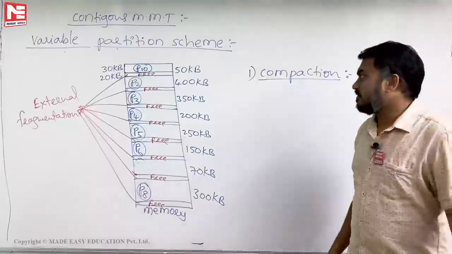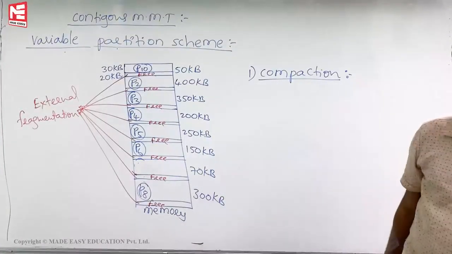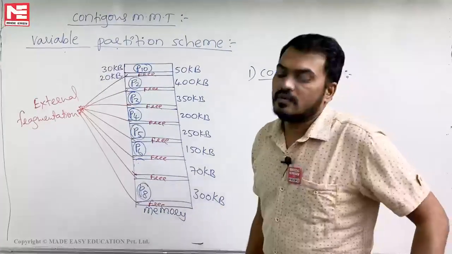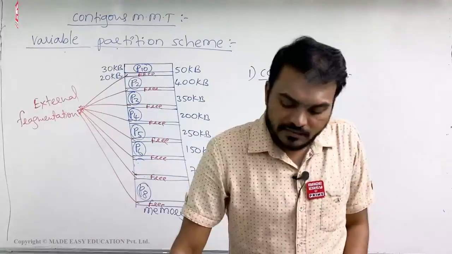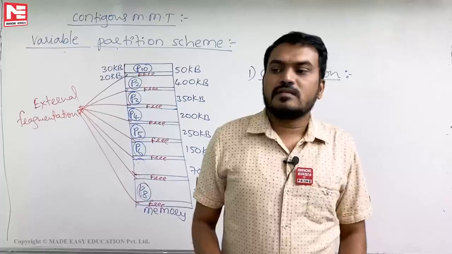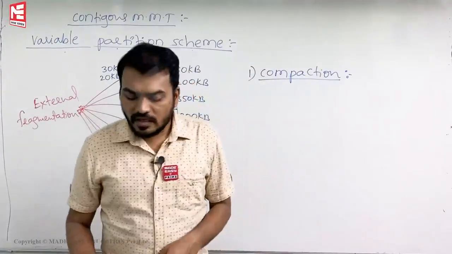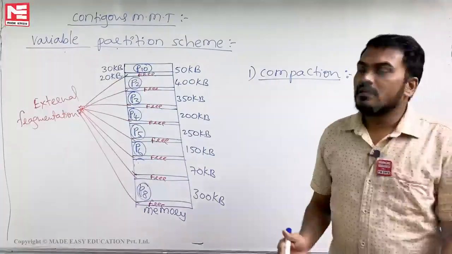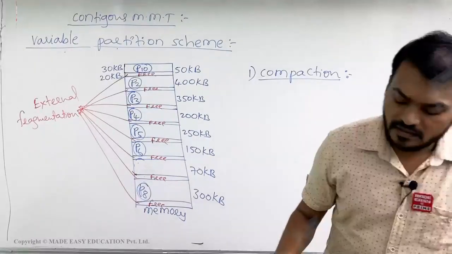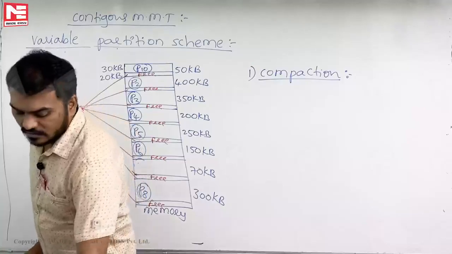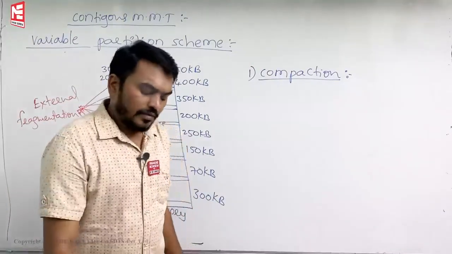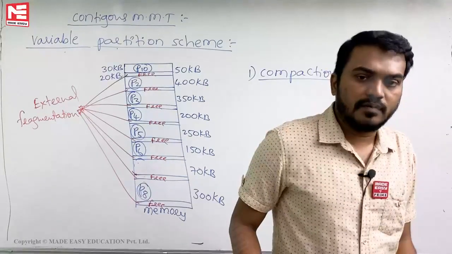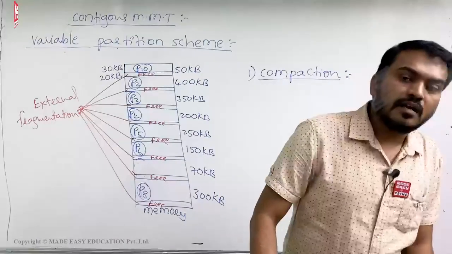Note down the definition of compaction first. Compaction definition: moving all the processes towards the top or towards the bottom to make the free available memory in a single continuous place is called compaction. Okay, full stop. Note down the next point: compaction is undesirable to implement.